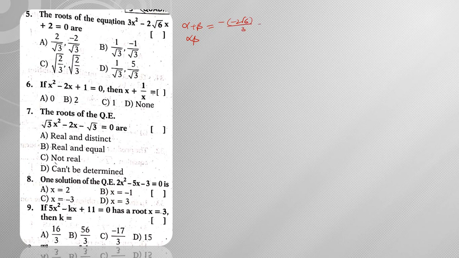by 3, which is given by 2 into root 6, and root 6 I can write as root 2 into root 3, by 3 can be written as root 3 into root 3. So root 3 gets cancelled, so I can write it as 2 root 2 by 3. Next, product of roots. So product of roots is directly 2 by 3. Now from the options, simply check.